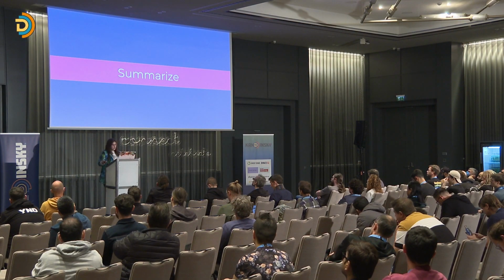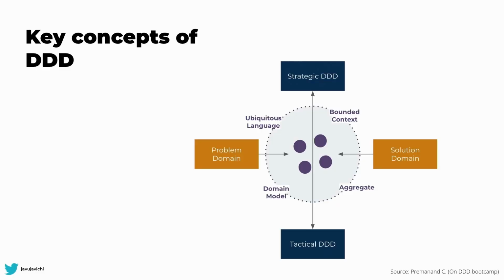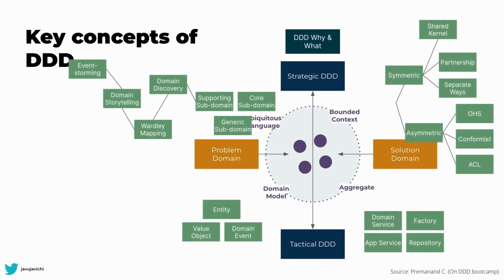To summarize a little bit, we have a few key concepts for DDD. We have on one side the problem domain. We have the solution domain. At the top, we have strategic and tactical, where we define the why and what. But if we zoom in and start thinking about what is in there, on one side we have event storming, domain storytelling, and supporting subdomains. Then in the tactical part, we have entities, value objects, factories, app services.